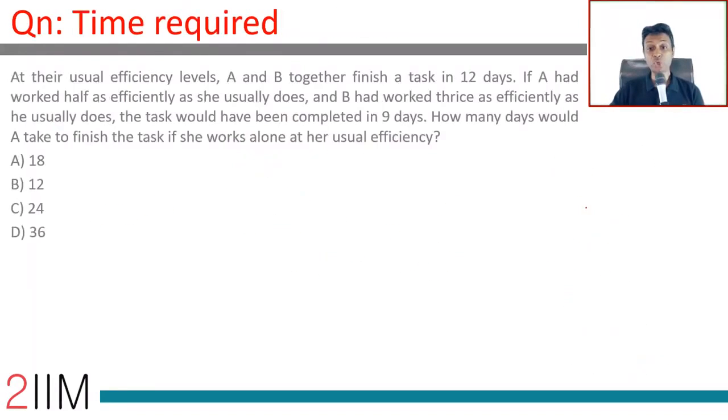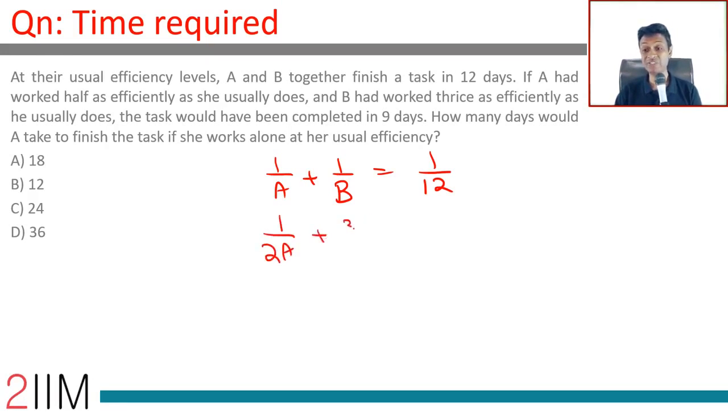Time required. At their usual efficiency levels, A and B together finish a task in 12 days. If A takes A days and B takes B days, they'll do 1 by A of the task plus 1 by B of the task in 1 day, or 1/12 of the task, because they finished the whole thing in 12 days. If A worked half as efficiently as he usually does, 1 by 2A, half of 1 by A, and B worked thrice as efficiently, 3 by B, the task gets completed in 1 by 9 days. How many days would A take to finish the task if she works alone at her usual efficiency?